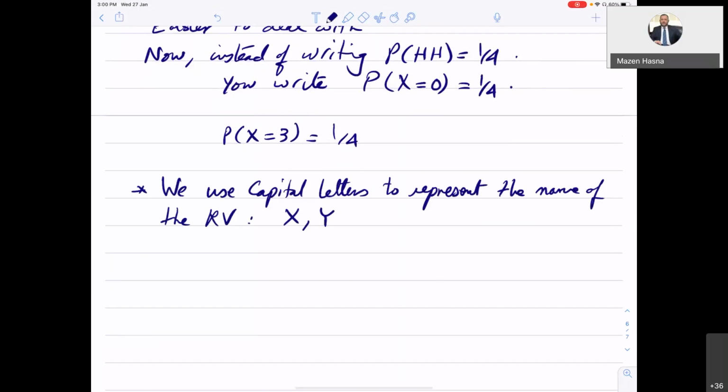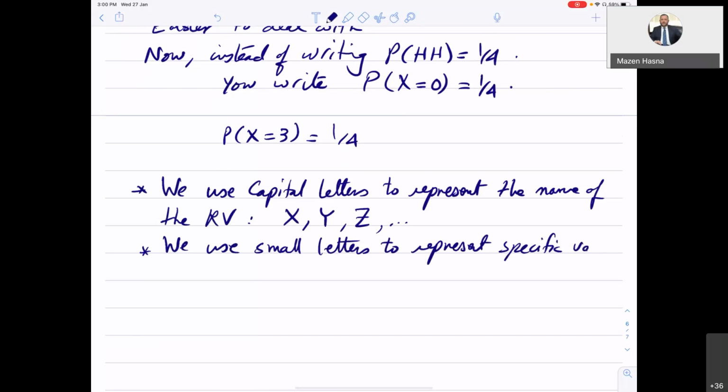So X, Y, Z, capital letters, represent the name of the random variable. And we use small letters to represent specific values of the random variable. So in this case, also x, y, z, and so on.